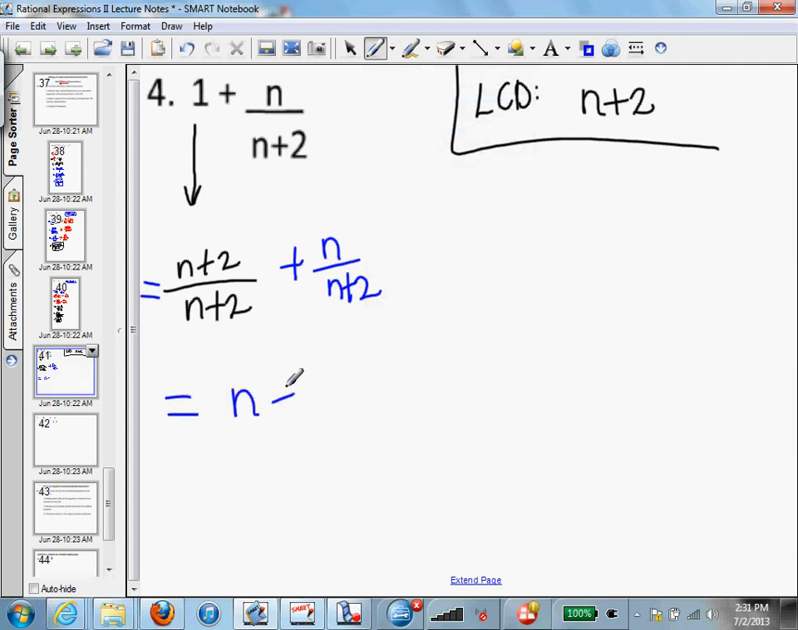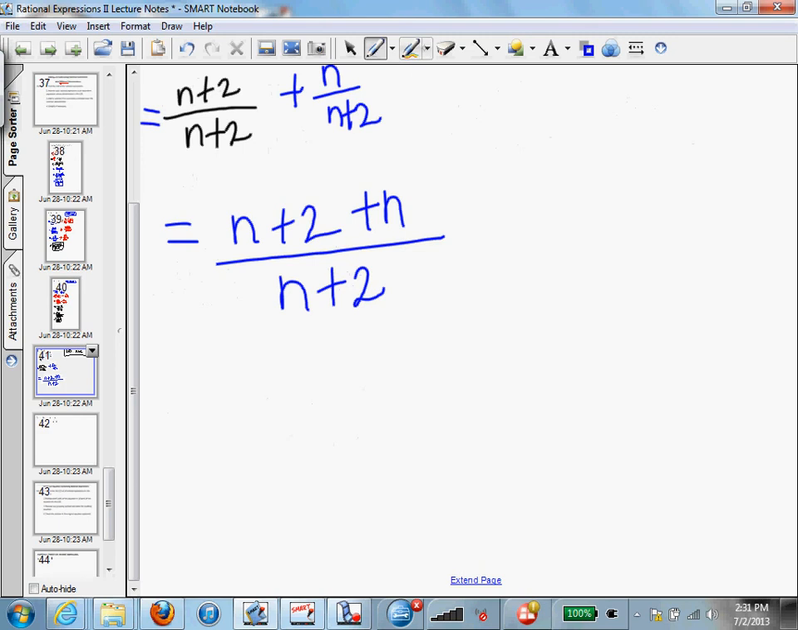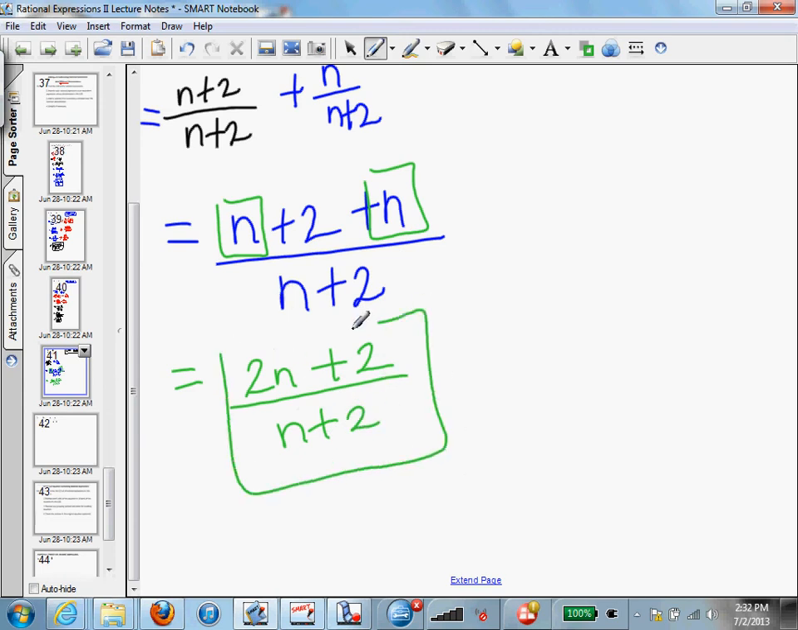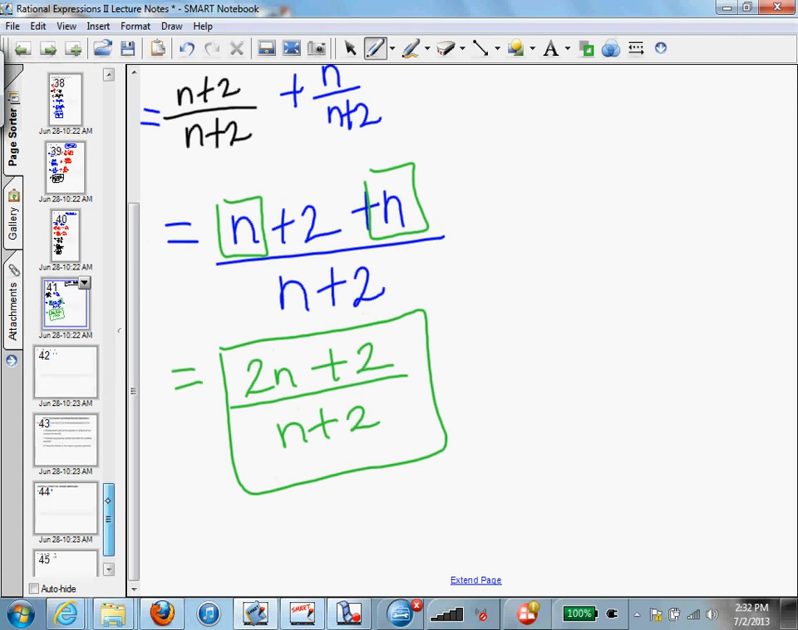So now let's bring everything together: n plus 2 plus the n on the other side, all over our common denominator of n plus 2. Everything that has something in common, we're going to box in a square. So we're going to have 2n plus 2 over n plus 2. And that is as far as we can take the problem, so it is simplified.